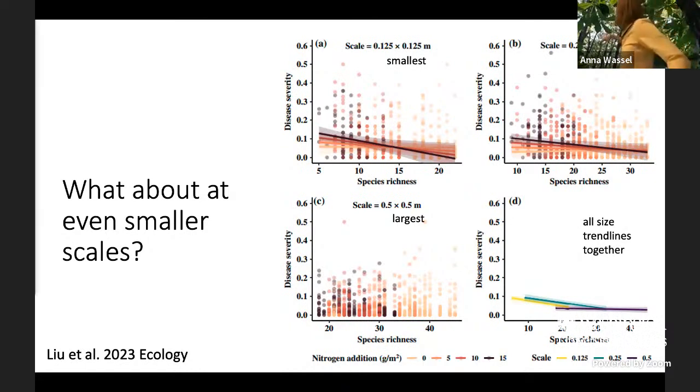And you can see in the smallest scale up to the largest scale, they see a decreasing dilution effect. So at that smallest scale is when they saw that strongest effect.